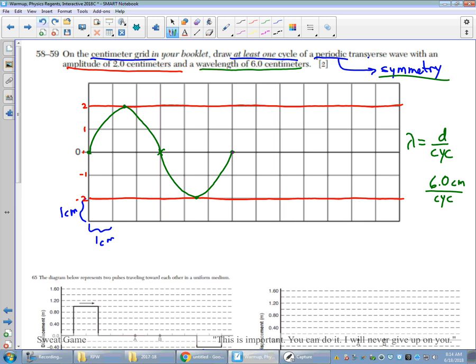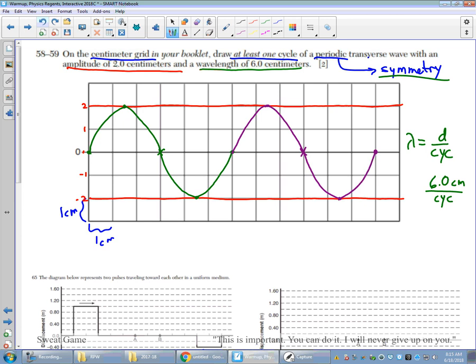So, if you're going to do a second wave, make this your new 0. 1, 2, 3, 4, 5, 6. There it is. Cross point is in between. Crest is in between those. Trough is in between those. And connect, and do not miss the dots. If you miss the dots, erase it and fix it.